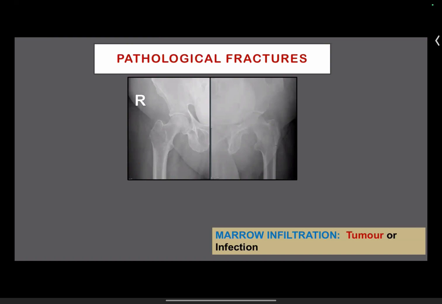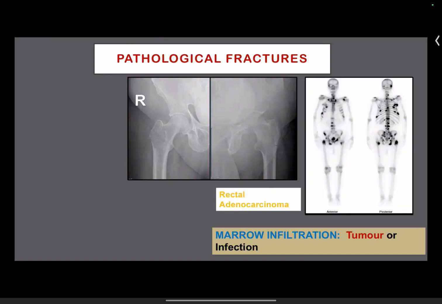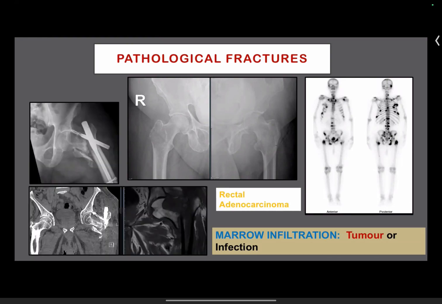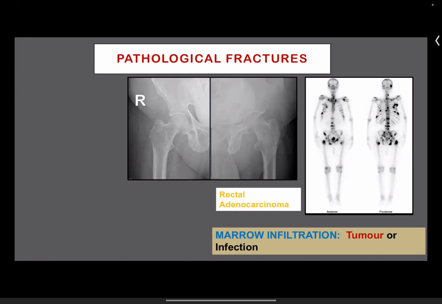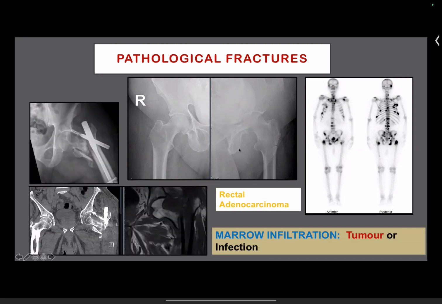Right, talking about pathological fracture, the causes are marrow infiltration, tumor, or infection. This was a rectal adenocarcinoma. This is the first case that I'm showing you. On bone scan, you can see widespread metastatic disease from the rectal adenocarcinoma. But this was another patient, or I think they were the same patient probably, and then it cut out. And then you can see it was a different patient, beg your pardon.